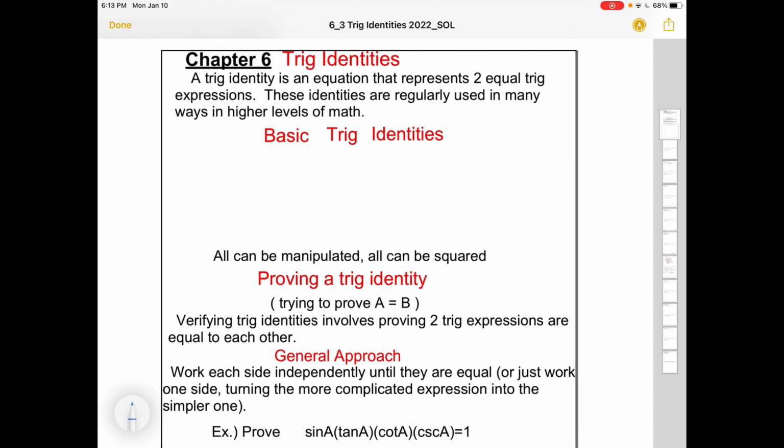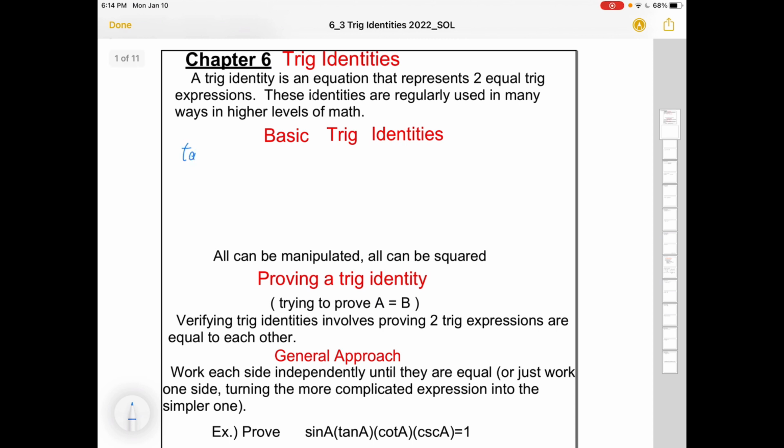Chapter 6 is about trig identities. So a trig identity is an equation that represents two equal trig expressions. These identities are regularly used in many ways in higher levels of math, and they give us different ways of expressing the same kind of quantity, sometimes more elegant, sometimes more helpful in different ways. Here are the basic ones that we know already.